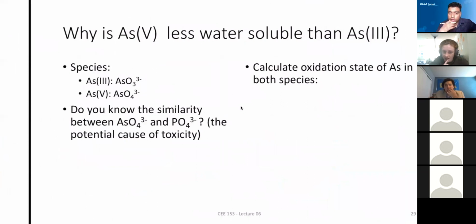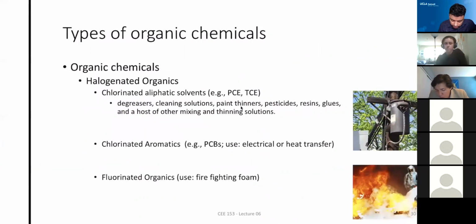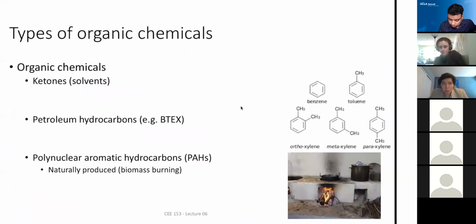So again, don't think too much about it because we are going to cover that later. But just know that just by varying the oxidation state and all that, it becomes toxic. For instance, chromium 6 plus is carcinogen, chromium 3 plus is not carcinogen. All right, so I think these are all, I don't have to cover those things.